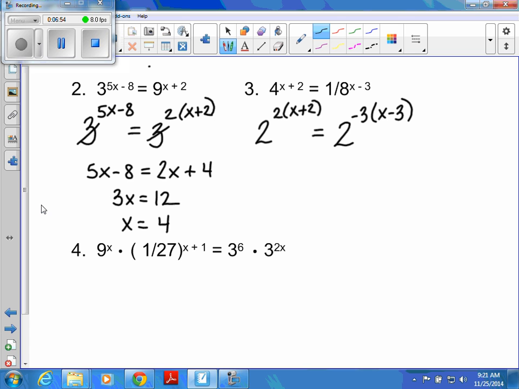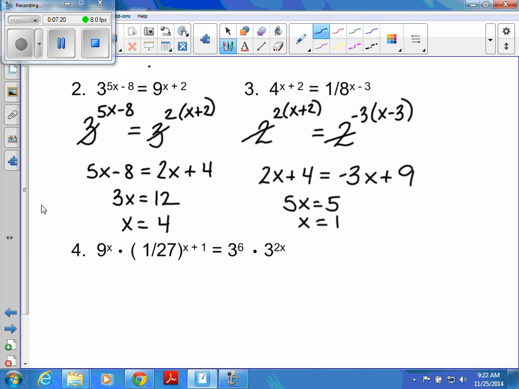Did we get the base numbers to look the same? Did we get them down to a base 2? We have them down to a base 2. The rule says cross off the 2's and set your exponents equal to each other. Solve for x. 5x equals 5, x equals 1. Final answer.